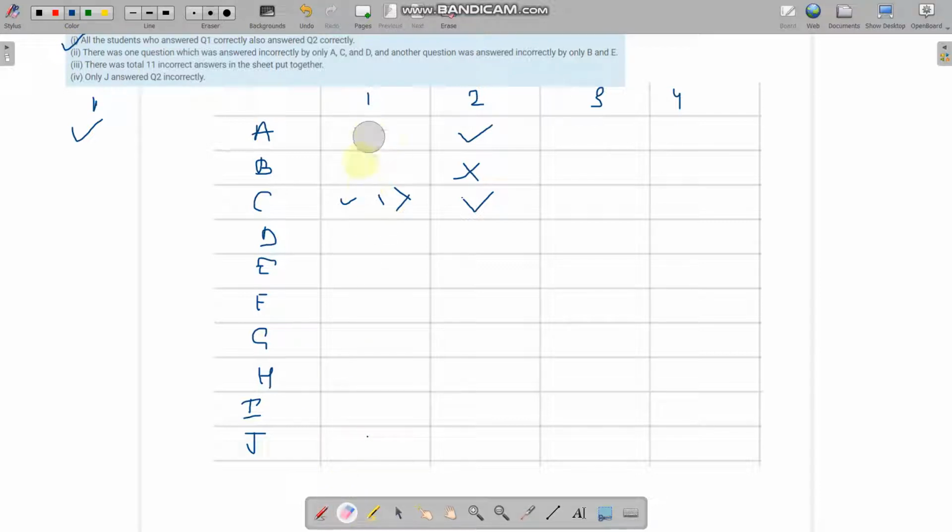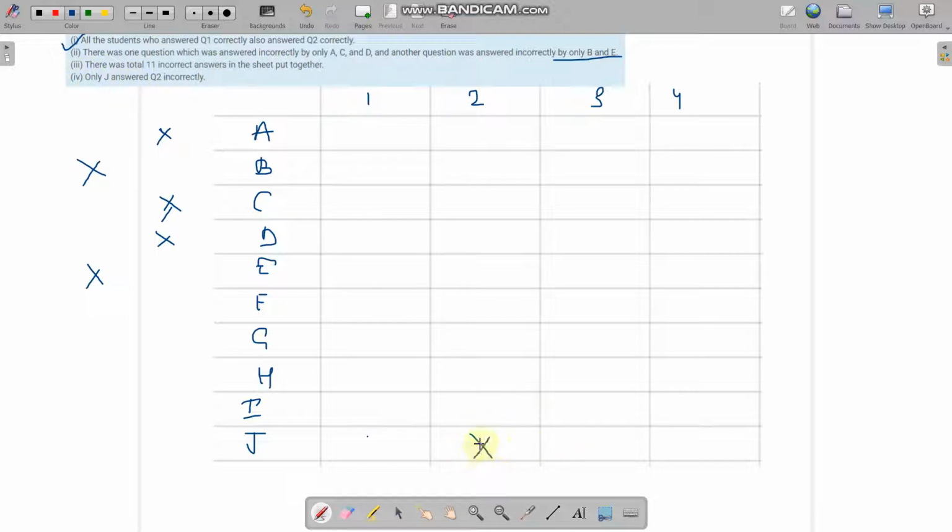Now there was one question which was answered incorrectly by only A, C, D. So there will be one question in which A is crossed, C crossed and D crossed, and the rest all will be tick, correct. And in another question, incorrectly answered by only B and E, there will be B and E crossed and the others ticked correct. Total 11 incorrect. Only J answered Q2 incorrectly.